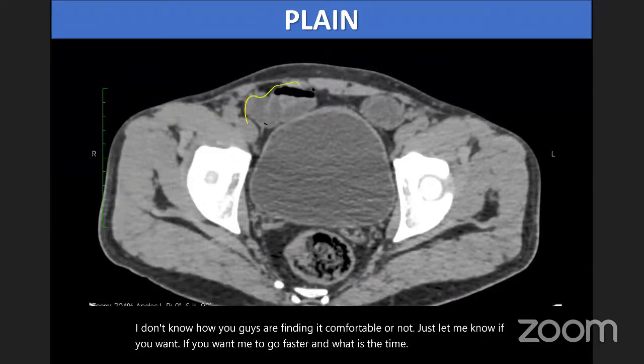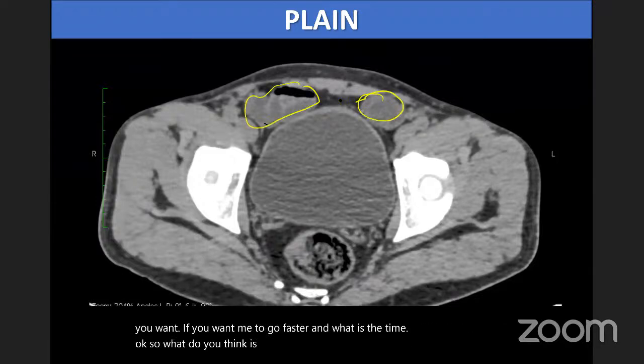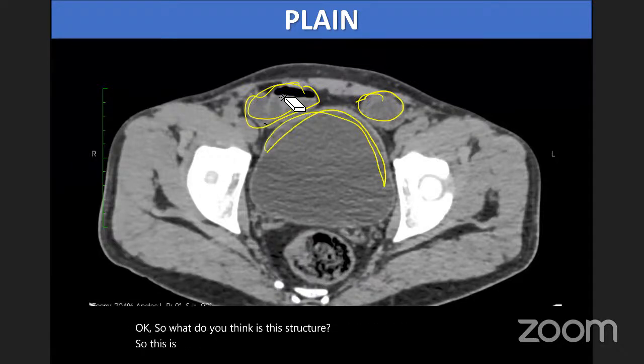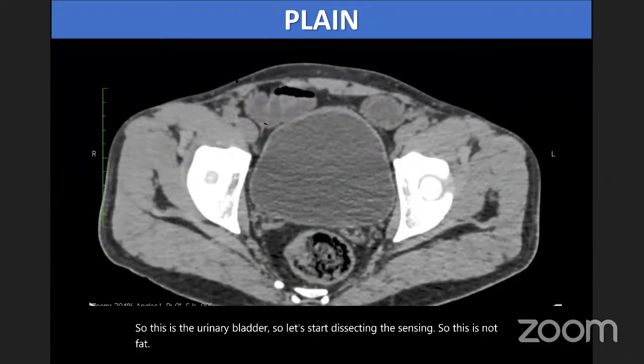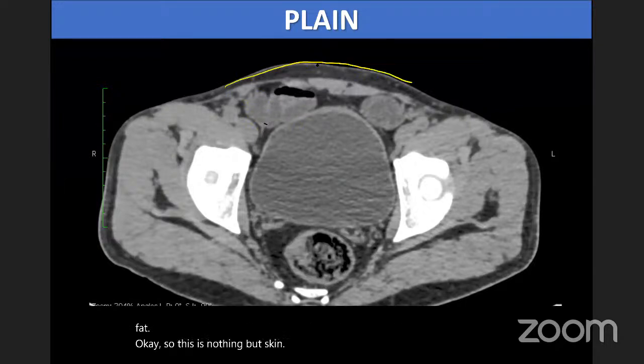Okay, so what do you think this structure is? This is the urinary bladder. So let's start dissecting the sensing. This is not fat. This is nothing but skin. Deeper to the skin, what is this? This is the subcutaneous fat.